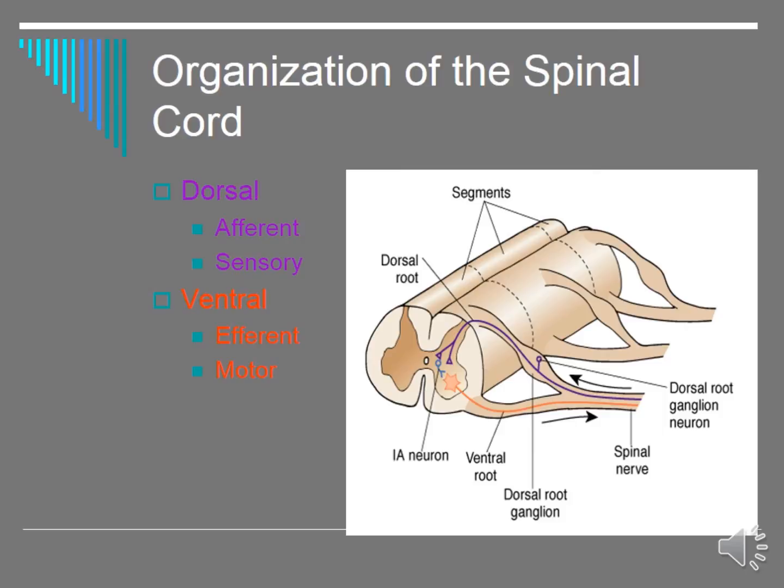This picture shows just the organization of the spinal cord. There is a dorsal root and a ventral root. The dorsal root is where the sensory nerves or the afferent nerves move into the cord and then eventually up to the brain. And then the ventral root is where the motor nerves or the efferent nerves are going to come down from the brain and the spinal cord and then eventually stimulate a muscle.